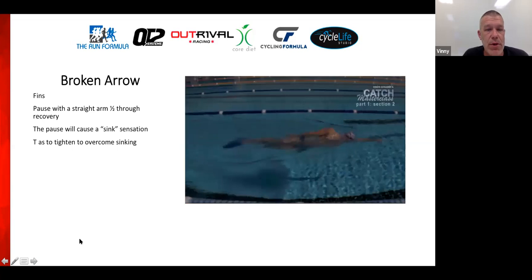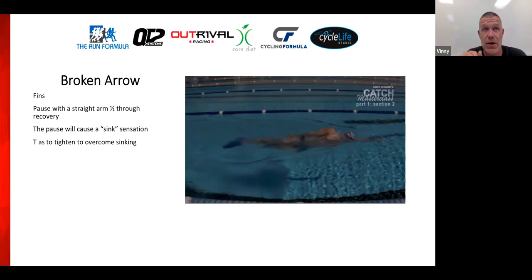Broken arrow is a great drill to take a crutch away. I usually like to do this when I do a lesson, to take something away from the swim stroke to really cause your body to react. And usually the body reacts in order to save itself, usually from going under the water. So a broken arrow is a great way to take something away from the stroke and see how your body reacts, because then the body will learn to react quicker.